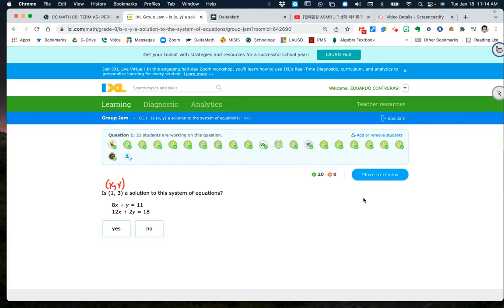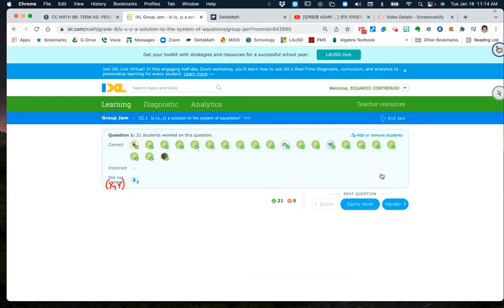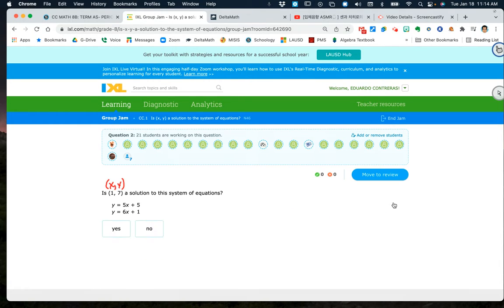Okay, this one was super easy. Do you guys think it was easy? Yeah. Let's go on to a higher level. Harder. Okay, that's good. Yeah, I was hoping for something like this. These equations are in slope-intercept form. The ones before were in standard form.